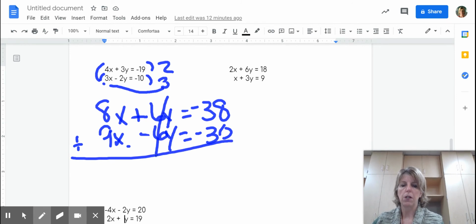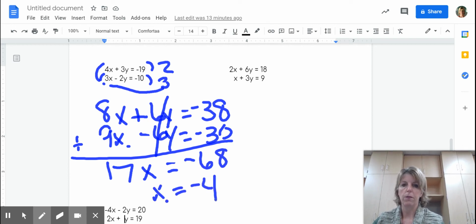The y's are going to disappear, and it won't always be the y's that disappear. Sometimes you can make the x's be the ones that are opposite values. That works as well too. Then I have 17x equals negative 68. Divide both sides by 17, and I get x equals negative 4.